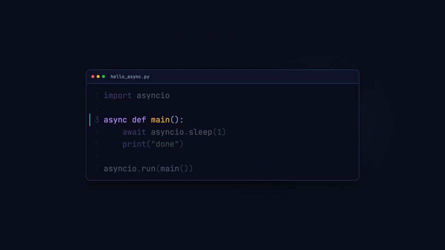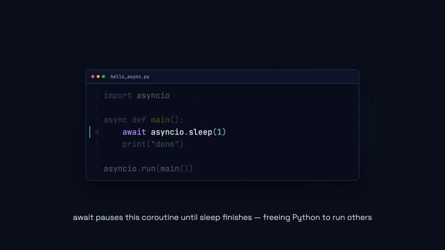The keyword async def defines a coroutine. It looks just like a normal function, but Python knows it can be paused and resumed later. The await keyword pauses the coroutine right here until the slow operation finishes. While it is paused, Python is free to run any other tasks that are ready.